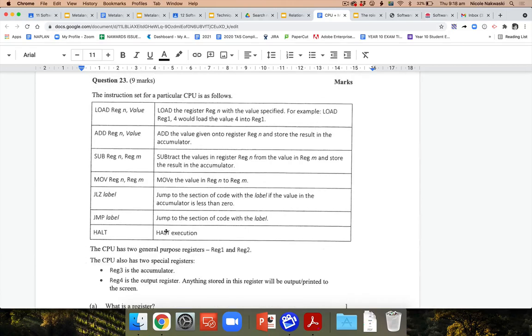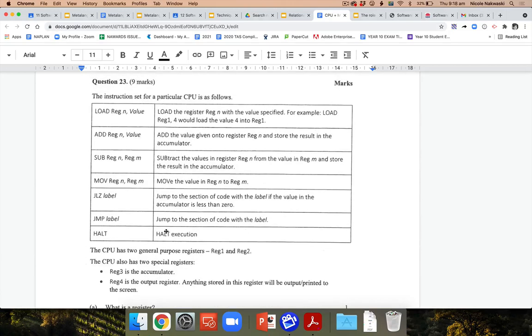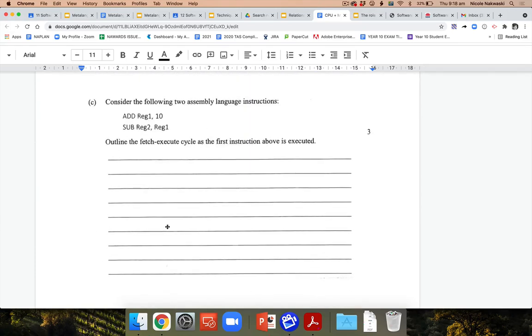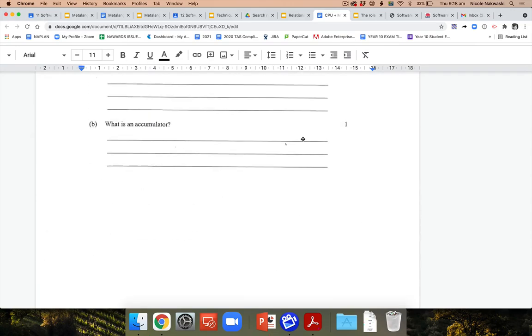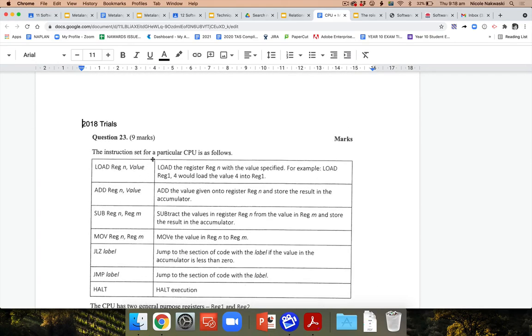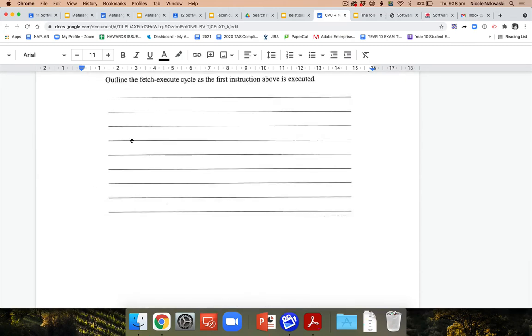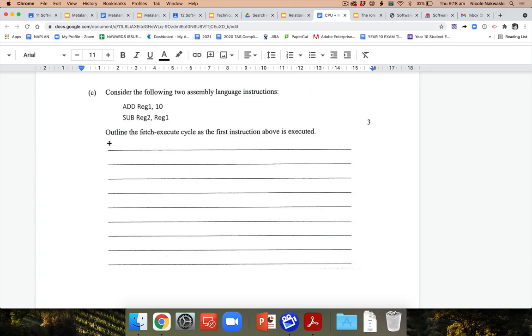And then these scenario-based questions, which seem very foreign and very confusing, but hopefully they will make sense. The instruction set for a particular CPU is as follows. It wants to know, first off, what's a register, what's an accumulator, and then outline the fetch execute cycle as the first instruction above is executed. Okay, so it has all this random stuff that I can't really read or make sense of yet. But then it wants me to outline the fetch execute cycle as it pertains to these two things, which hopefully will make sense.